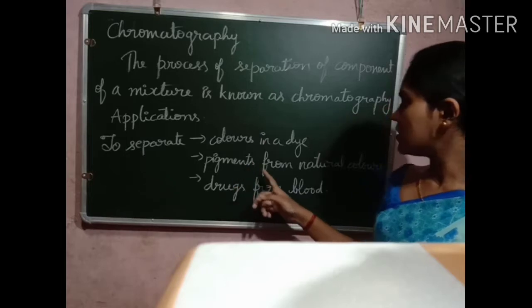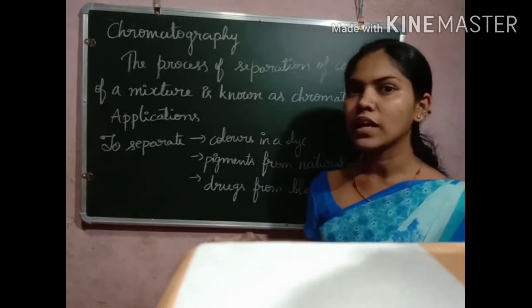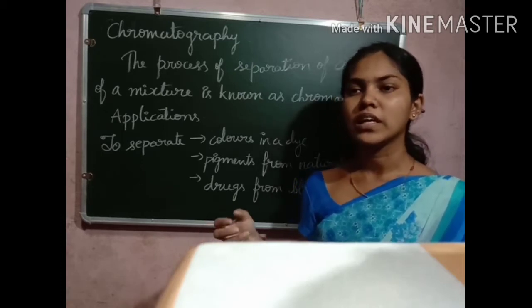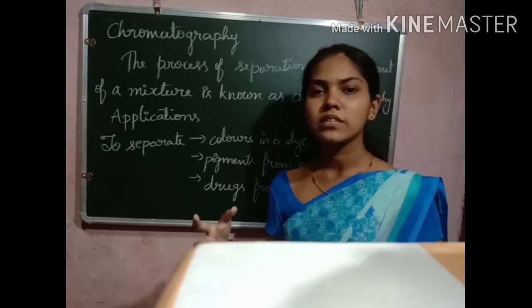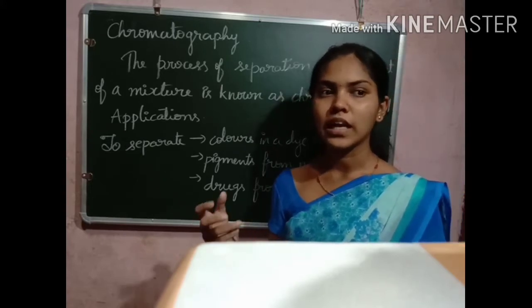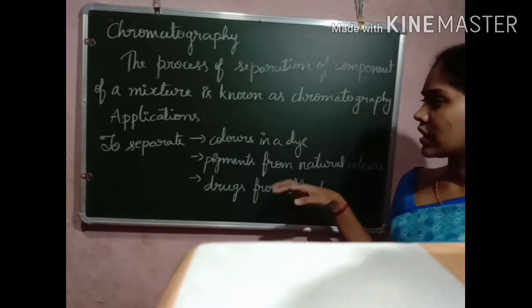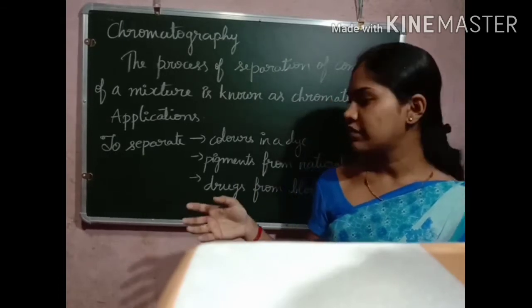Pigments from natural colors. Okay, pigments from natural colors means if you take the example of turmeric, it is a natural color, or so many examples we can give for the natural colors. Then drugs from blood. So these are the applications. It has lots of applications in the medical field and all.